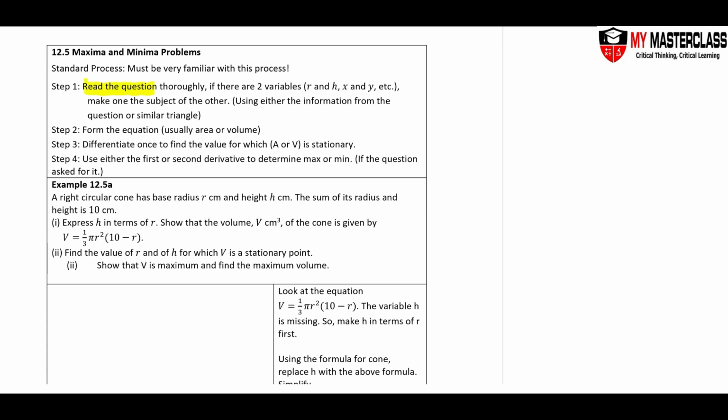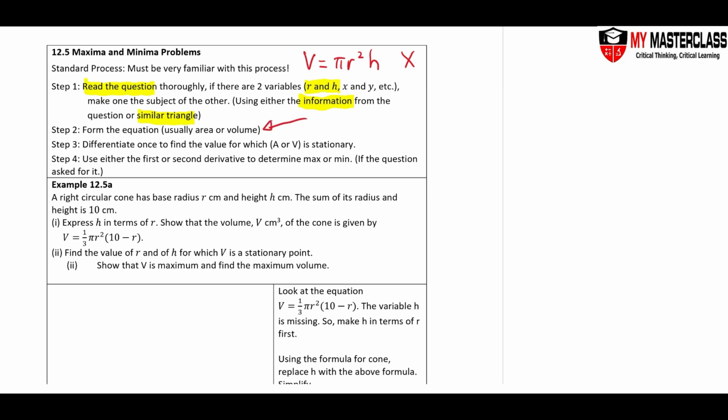If there are two variables on the right side, for example, volume of a cylinder is equal to pi r square h, you cannot differentiate. So you need to make one of them the subject of the other. Usually they will give you information, or you can use similar triangles, for example in a cone. Next, form the equation.